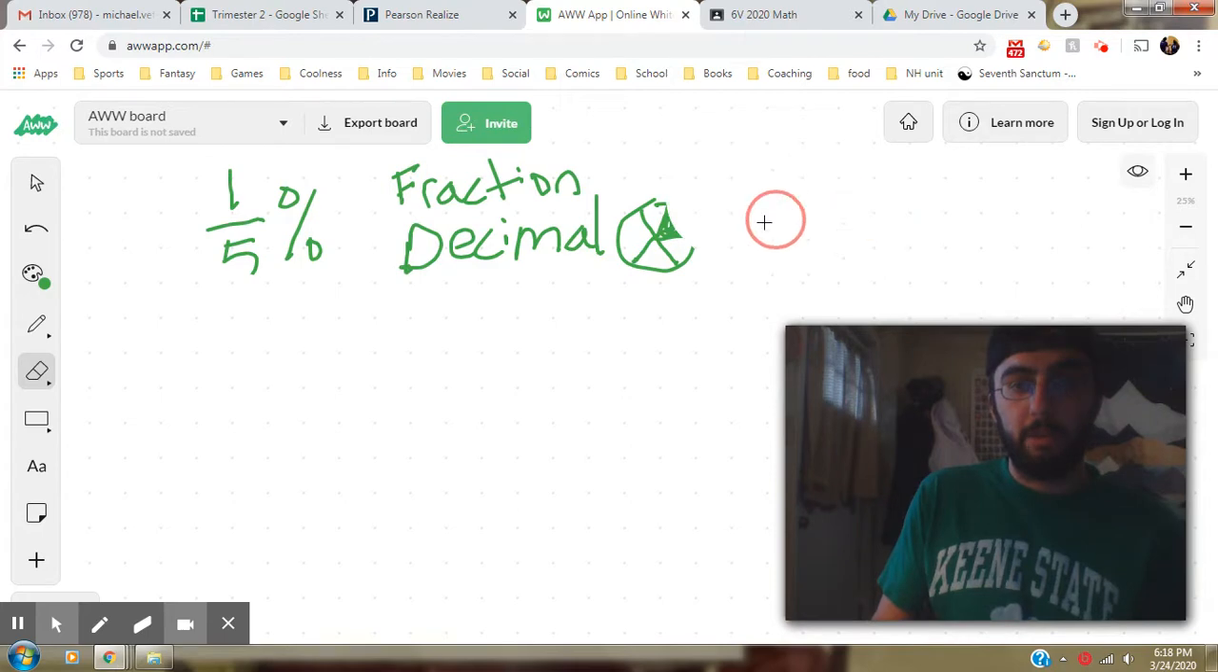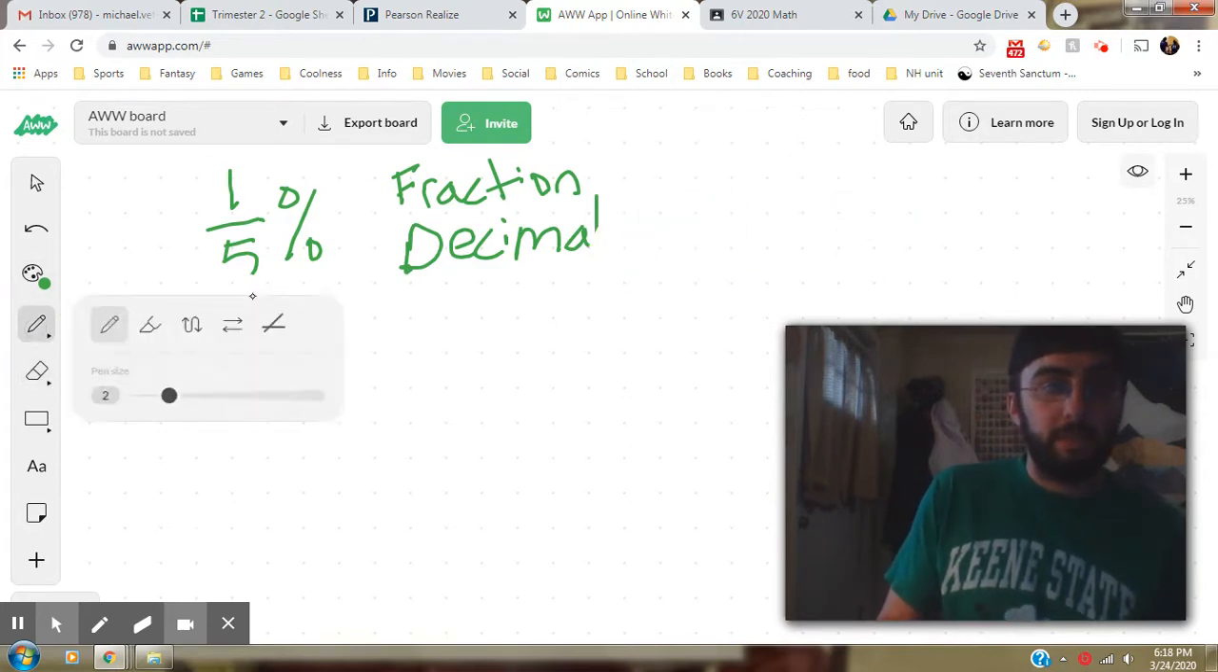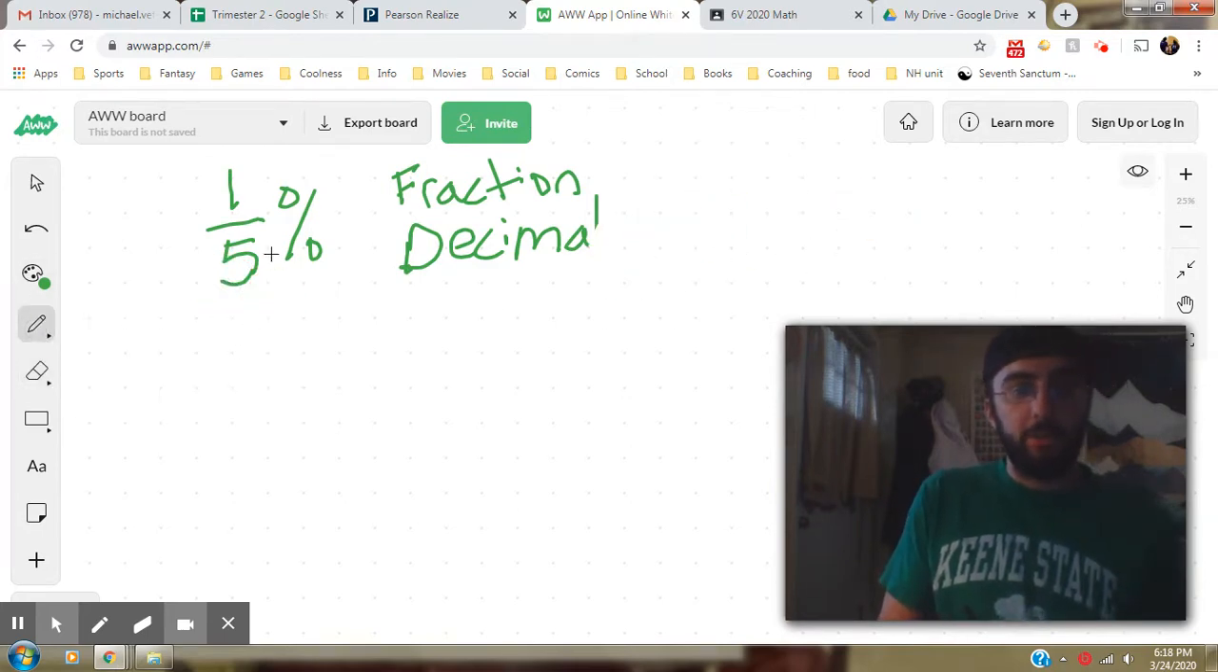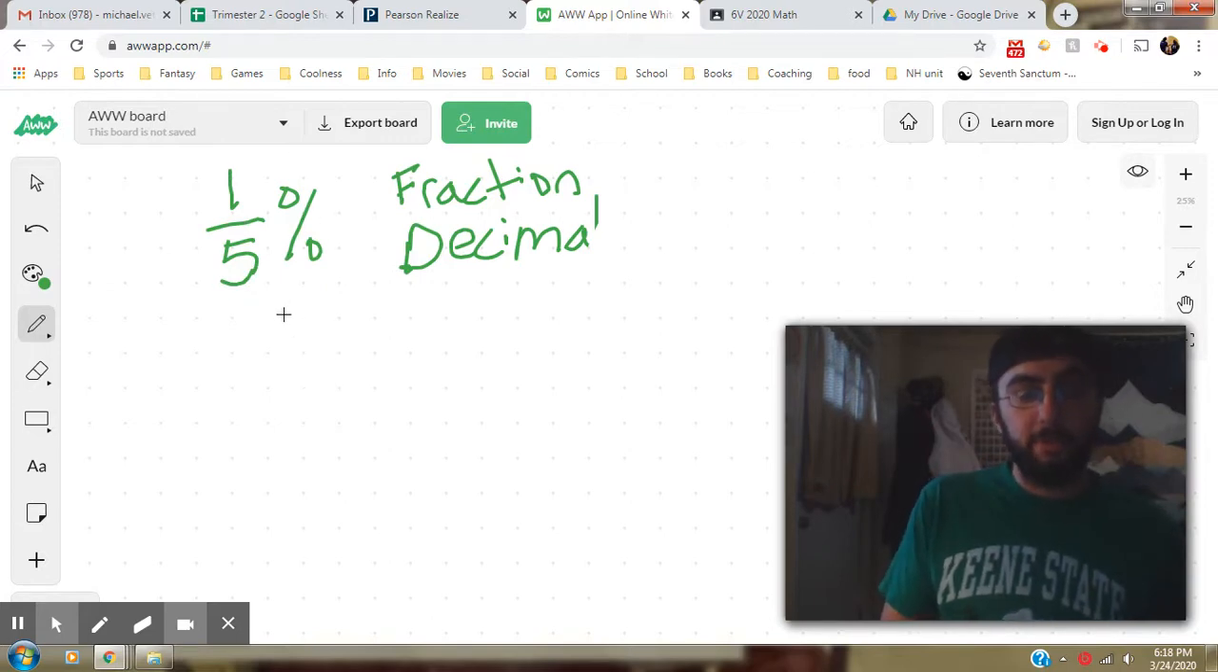All right. So again, the process is to set the number over 100. Oh, ran out of eraser. All right. So we want to set this number over 100 because anything with a percent, you can just put over 100 and then just divide. All right. So that's all we have to do.